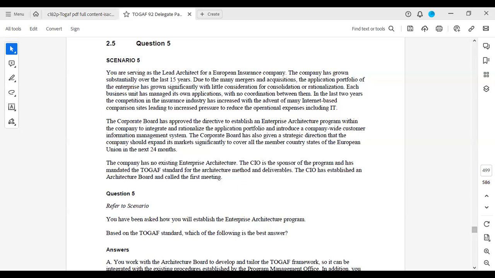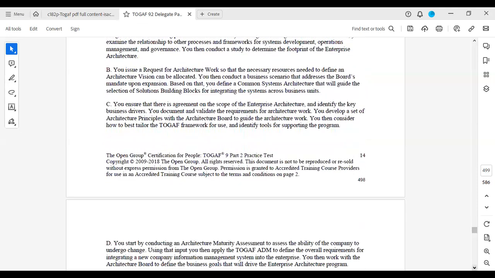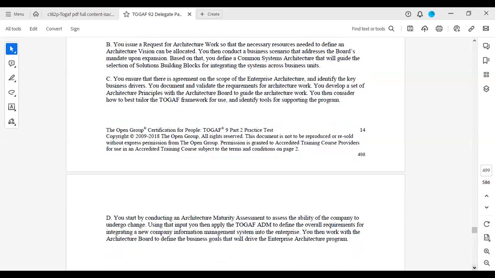Now, tell me, why did you choose C as the answer? Because it covers most of the activity which is expected as part of a preliminary stage. Very good. You're right. Because you agree on the scope, validate the requirements for request for work. Then your architecture principles are taken care of. Architecture board you already have. Tailoring is done, and tools, almost everything is covered, correct? That is the best answer. This is how you do it. Did you get it?